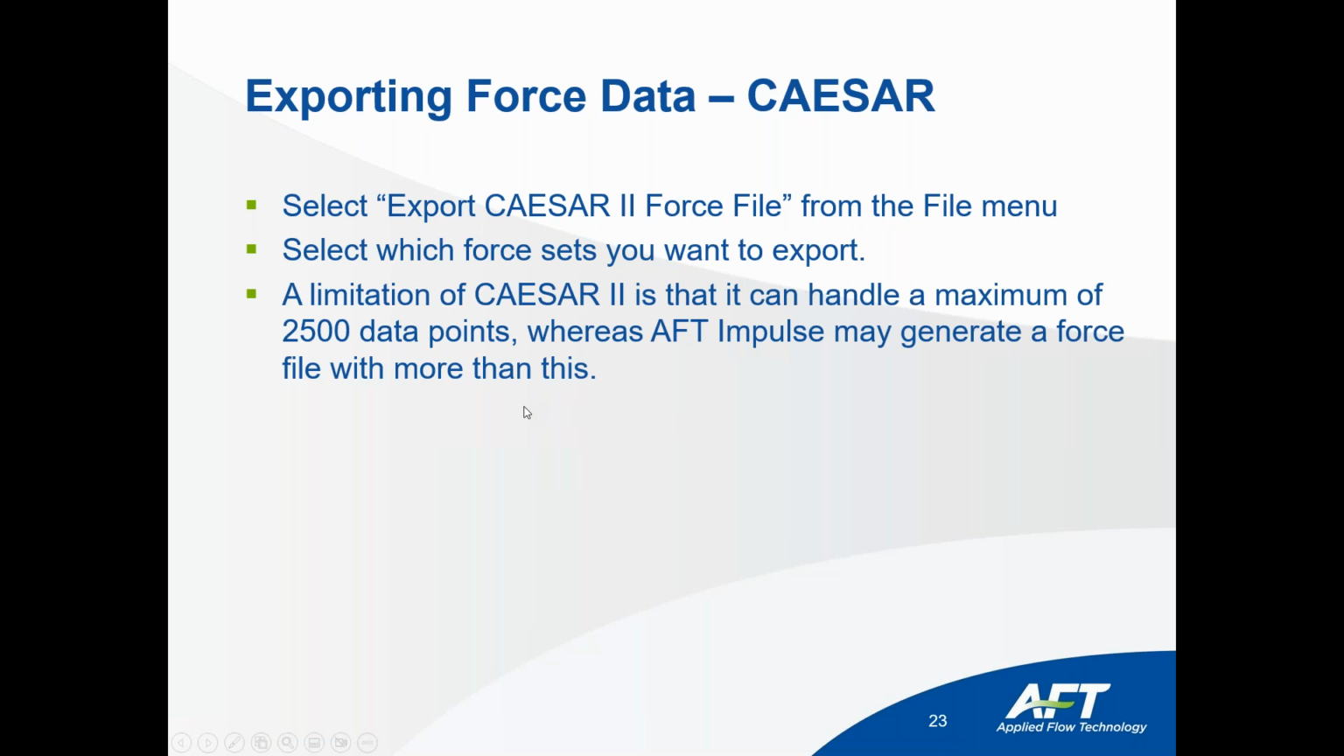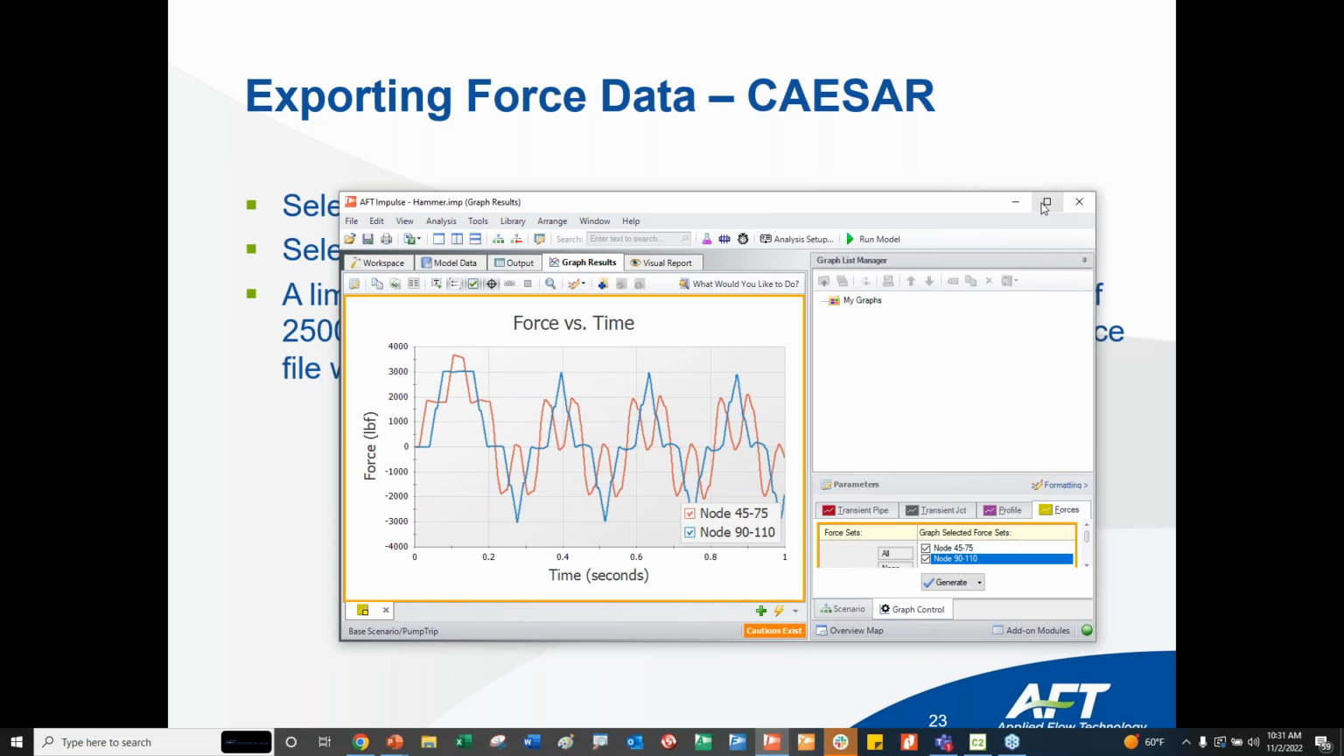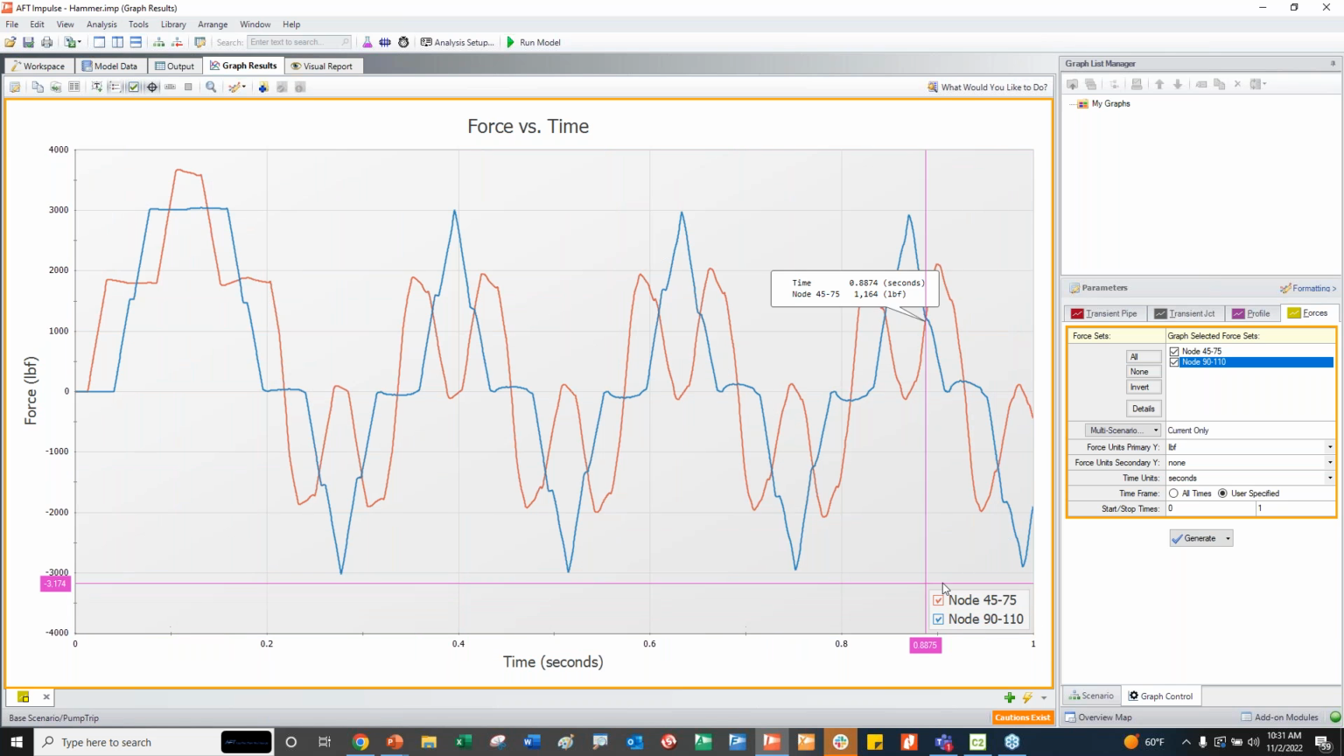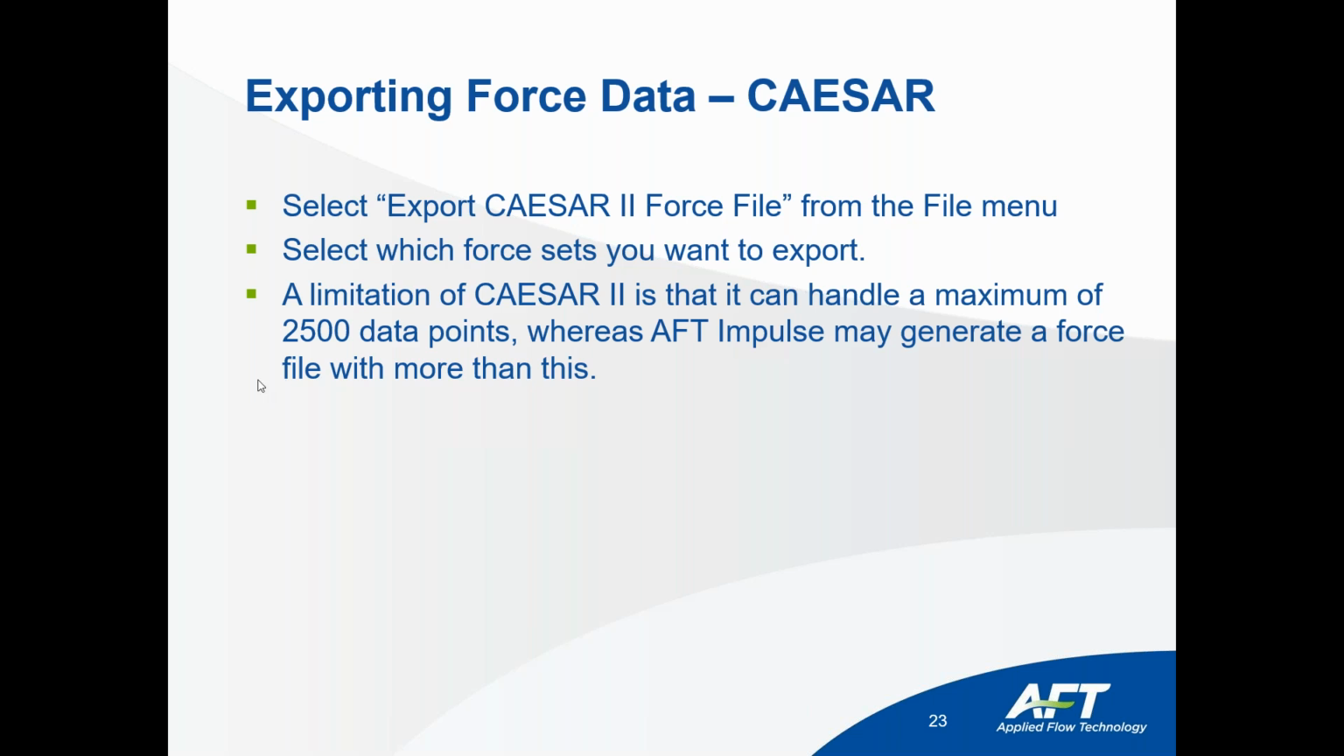Before we move on, Caesar2 has a limitation. Since Impulse can calculate the force imbalance for a longer time, Caesar does not need that because, as we saw in the example, the highest forces are generated in the first timing of the event. We don't need the whole thing. So Caesar has a limitation. It can only import up to 2,500 data points. And as I said, Impulse can generate forces with much more than this because we can analyze an event for a longer time, but Caesar does not need that.